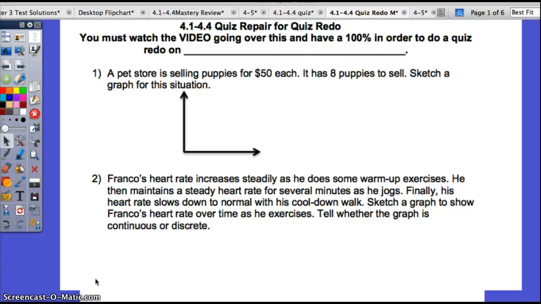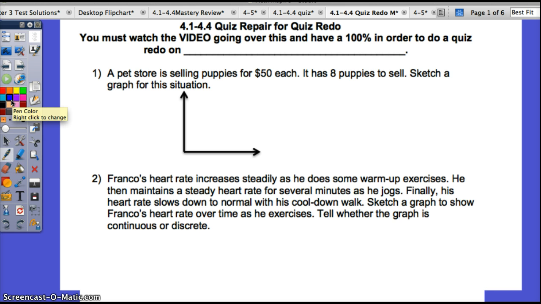All right, guys, so we are going to start going over the worksheet that you need to go through to make sure that you understand for the quiz redo. I'm going to go through each question. If you get the answer correct, then just put a little check mark next to it and put what you get out of the total 9 questions.